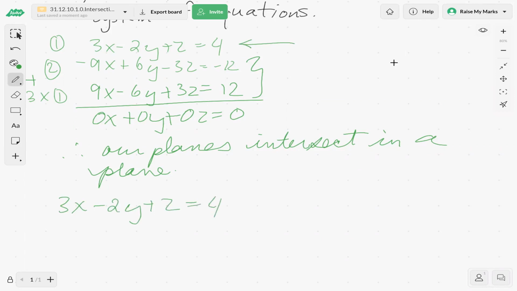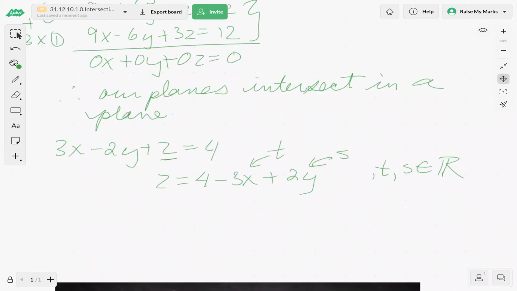So let's solve for one of the variables in terms of the others. Well, z looks like a nice variable to isolate. So z equals 4 minus 3x plus 2y. Now we're going to let each of the remaining two variables equal a parameter. So let's let x equal t and y equal s, where t and s are parameters, two different real numbers. So now we have our solution.